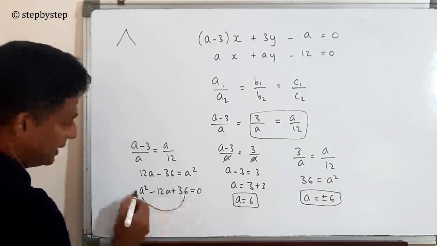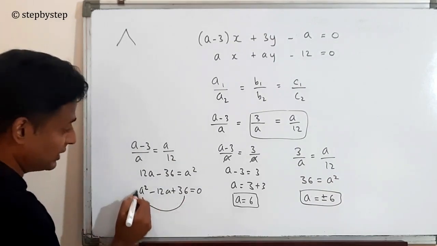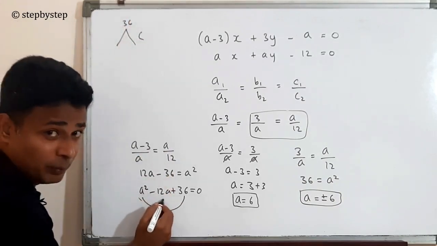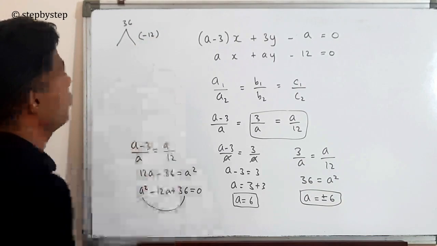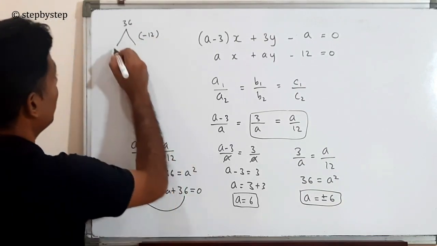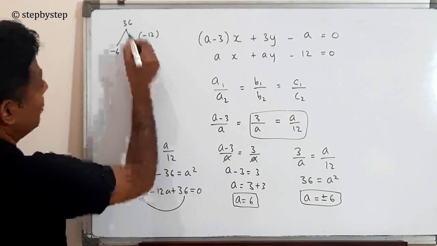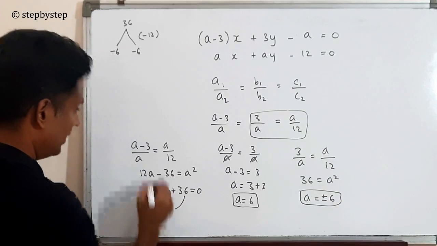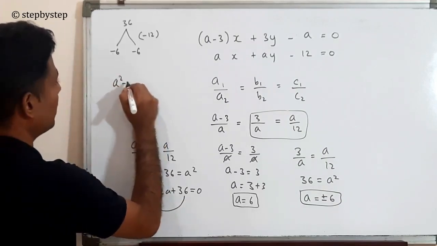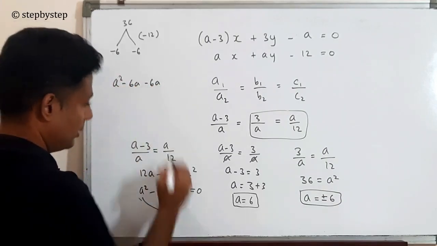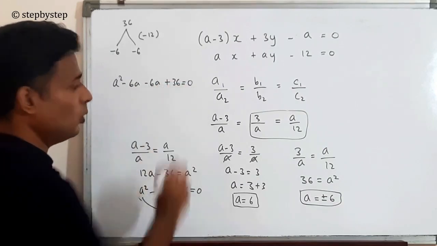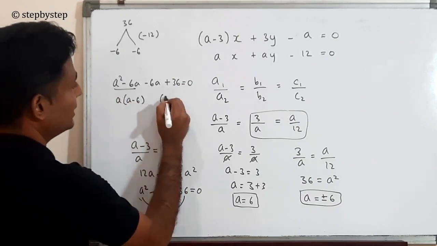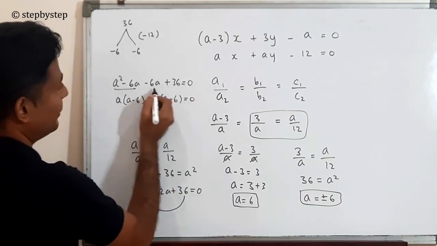First and last: 36 into a square, it's just a square, which means it is 1 over here. 36 into 1 is 36, and when we add, we should get what is in the middle, that is minus 12. So what are the two numbers? Minus 6 and minus 6. Minus 6 into minus 6 is plus 36, minus 6 minus 6 is minus 12. So I'll continue this over here. So I get a square minus 6a minus 6a plus 36 equal to 0. So what is common in this? a minus 6, which means here also I should get a minus 6, which means what do I take common?